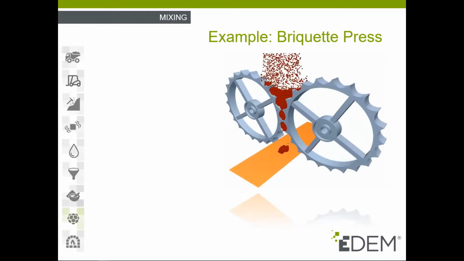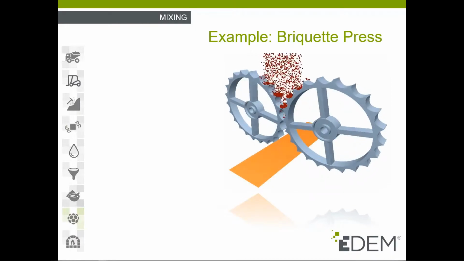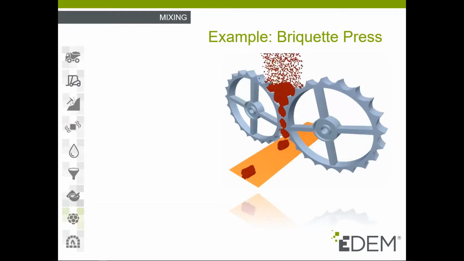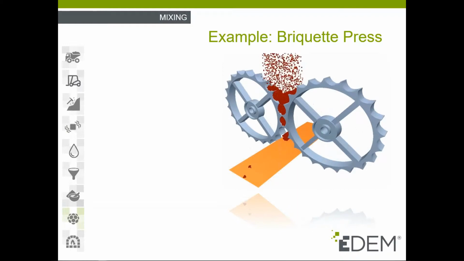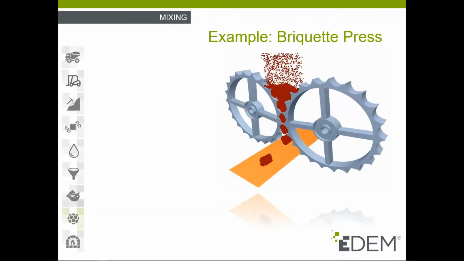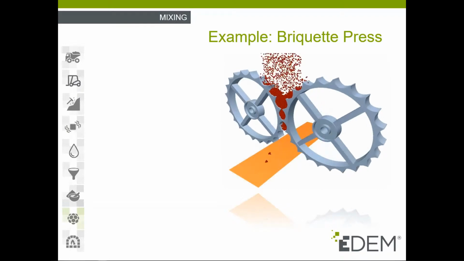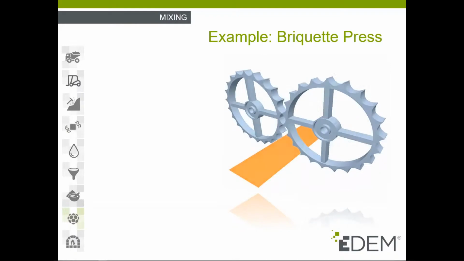So here we see an example of a briquetting machine simulated in EDEM. Although this example shows a very simplified geometry, it actually allows us to import very complex CAD models for analysis. So the material coming in at the top gets pressed by the 2 roller sections, forming a block of material, and the briquettes fall onto a conveyor belt and are then taken away.